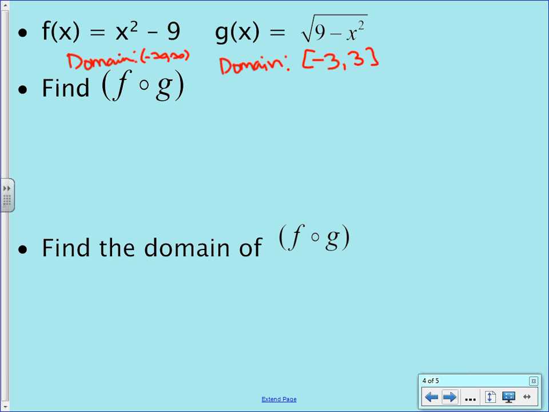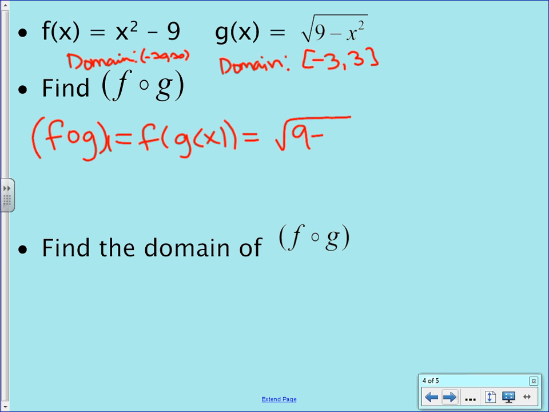Okay. So we have overlapping domains. We are safe. So let's talk about the composition. Remember, F composed with G just means we're taking F of G of X. What does this mean? We're going to take G of X and plug it in wherever there's an X in our F function. So instead of x squared minus 9, we have the square root of 9 minus x squared, minus 9. If you need to actually write x squared minus 9 and erase the x and replace it with whatever you need to, that's fine.